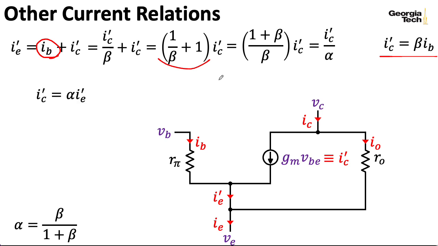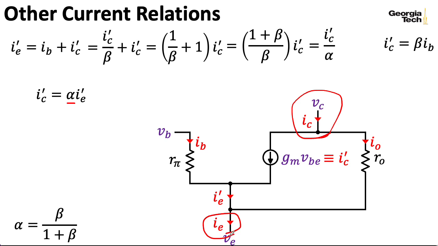IE prime. So alpha here is relating a small signal emitter current to a small signal collector current, but not the full small signal collector current and the full small signal emitter current. It's instead relating this IC prime to this IE prime. So this alpha is not including I naught in its considerations.